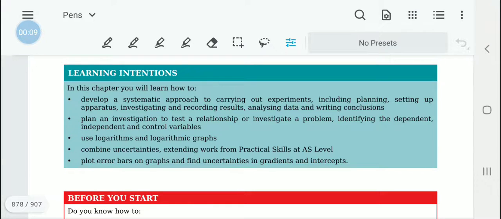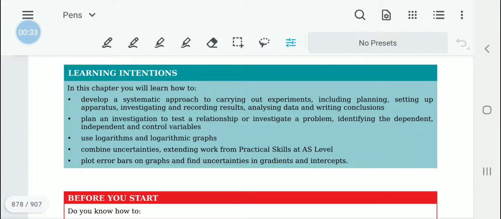The intention of learning this is to develop a systematic approach to carrying out experiments. That means you need to describe how to plan, set up and investigate, analyze the results, and write conclusions. These details you should be able to present in a way that people can understand.